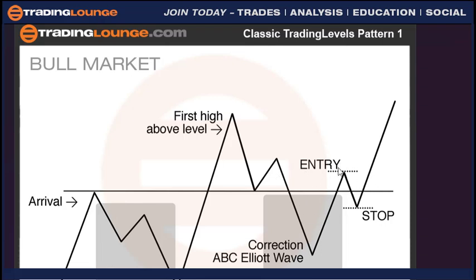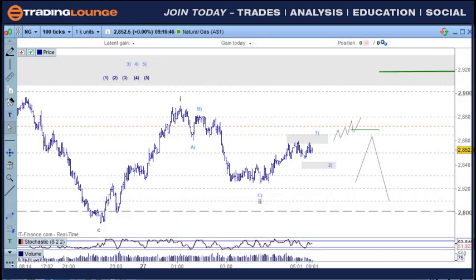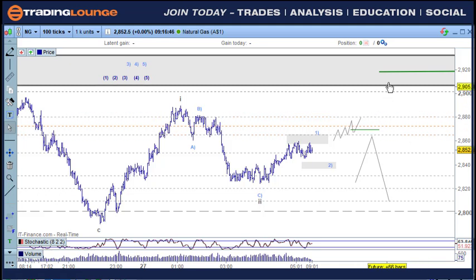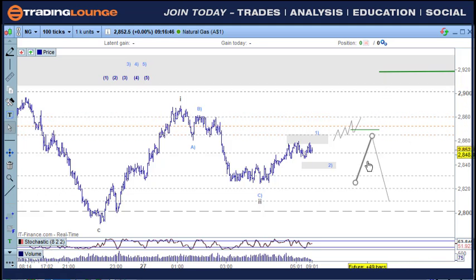Also this little move in here will be a classic trading levels pattern too. So it'll be the arrival, the reaction, the first high above the level, an ABC pattern in here, and then you can go long over here once you've got that. So this little pattern in here will be the same as this bigger pattern here. The arrival, the reaction, first high above the level, it's all pretty much the same. So that's success or failure if you can recognize it at that level, and then we can look to build in on that.